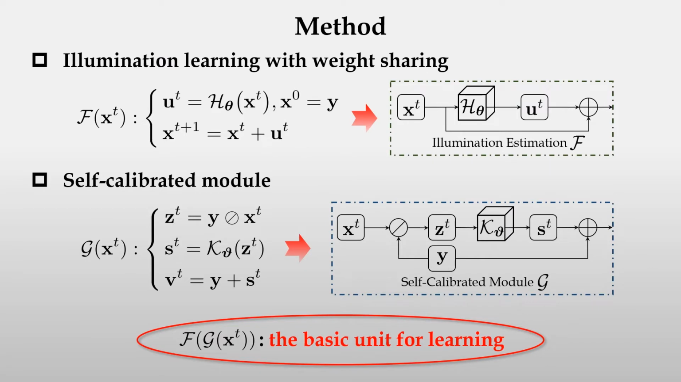Next, we introduce SCI in detail. We know that the Retinex theory is a commonly used modeling manner for low-light image enhancement. Inspired by Retinex theory and stage-wise optimization, we first construct an illumination learning with weight sharing and define this process as F. Considering the burden of executing multiple stages that can be in the same status, we would like to construct a self-calibrated module to make the results of each stage convergent to the same state, which we call G. Then, we acquire the basic unit for learning, FGX.